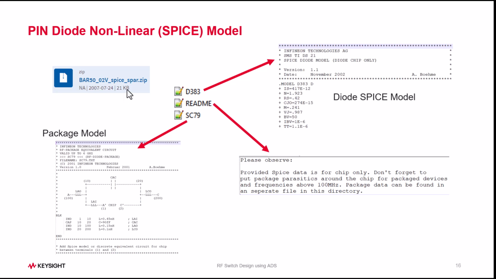Now when you download the zip file from the previously mentioned web link, you basically will get 3 files. D83, when you open it in Notepad or any text editor, you can see it is a diode SPICE model, and this is what we will import in ADS to create a nonlinear model. And also you have a package file which is denoted by SC79, and this gives you an idea about package parasitics which you need to add on top of your intrinsic diode model, because package parasitics cannot be ignored over 100 MHz as noted in the README file.